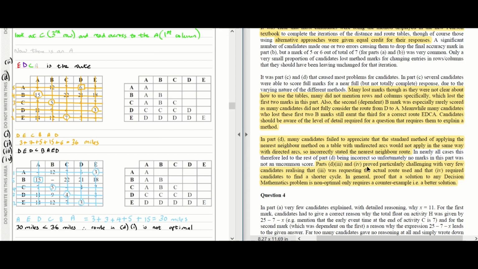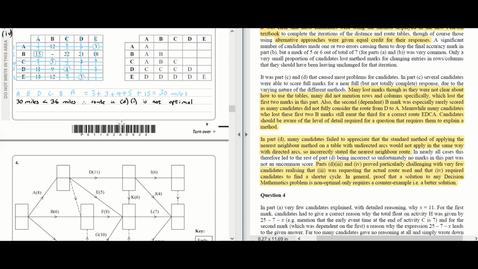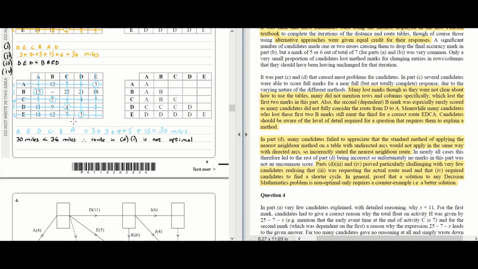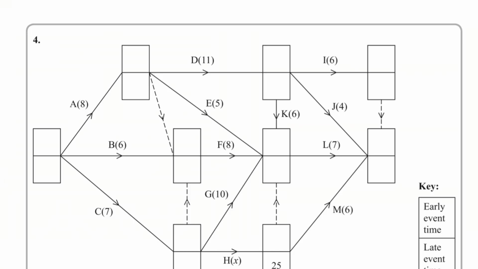For the third and fourth part of part D, that proved to be particularly challenging, with very few candidates realising that the third part was requesting the actual route used, and the fourth part required candidates to find a shorter cycle. In general, proof that a solution to any decision maths problem is non-optimal only requires a counter-example. In other words, a better solution. And that's all you have to do for the fourth part, just find a better solution.